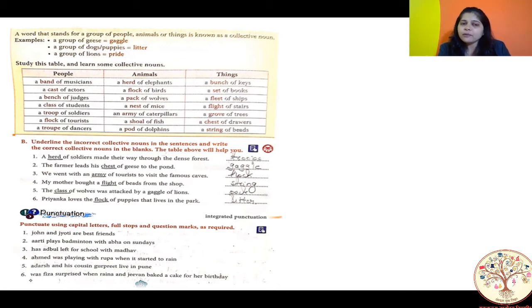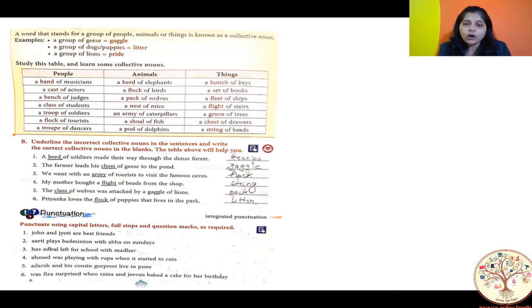Troop. The farmer led his chest of geese to the pond. What do we call a group of geese? Gaggle. So chest is underlined, you have to change it to gaggle, okay? We went with an army of tourists to visit the famous caves. Army of tourist. So what will you call tourists?